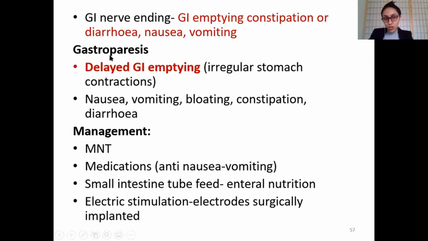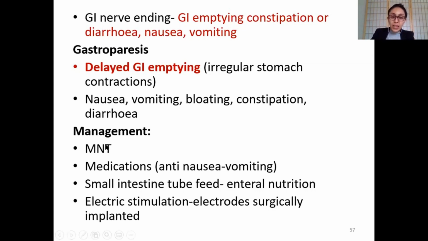So yes, gastroparesis happens because you have glycosylation of the nerve endings surrounding your GI tract. Therefore, you have that delayed GI emptying, which I explained over there. And thus the symptoms are nausea, vomiting, bloating, constipation, diarrhea, because the food is not being taken from the stomach into the intestine naturally. The peristaltic movement is lost. The food is just dumped in the stomach and it's just sitting over there. Therefore, you feel nauseated, vomiting, constipation, diarrhea, bloating, and all of that.